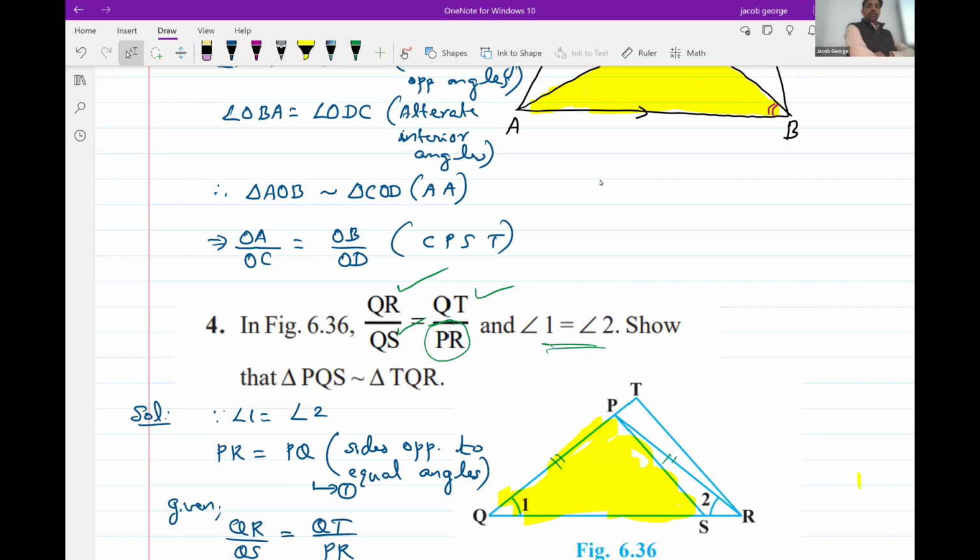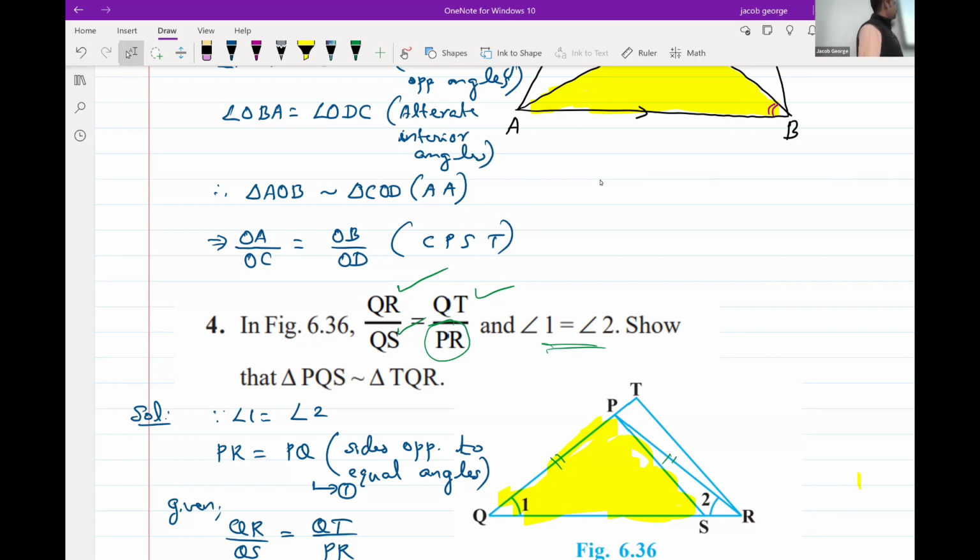So all of you please listen to the explanation first, then I will solve it and show you. First of all, look at the triangles that have to be similar. One is triangle PQS, the small triangle. I have shaded that one. The second triangle is triangle TQR, the whole thing. When we take the sides, they should be parts of these two triangles.